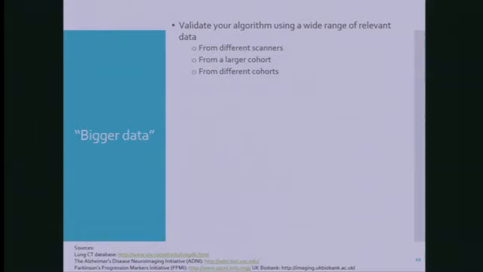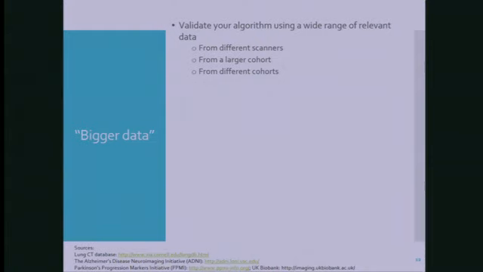So I think there was a question about data in the morning, so here we just talk about bigger data. After you have developed your methods, I think it's important to see whether you can actually apply that method to bigger data. For some projects, you probably have access to more data than others. So you can then think about whether you can validate your algorithms using a wider range of relevant data, say, for example, from different scanners, from a bigger cohort, or even from different cohorts, to see how robust your analysis method is.